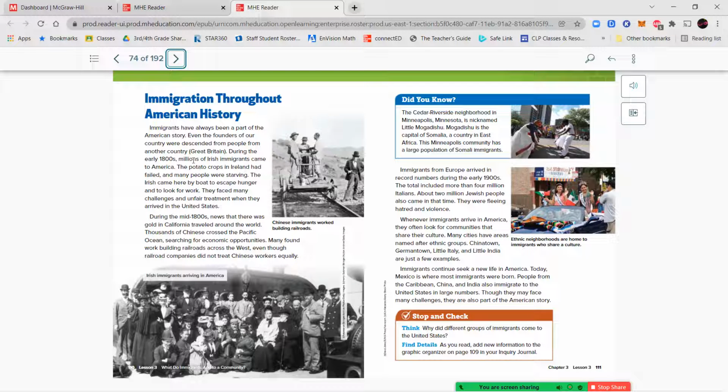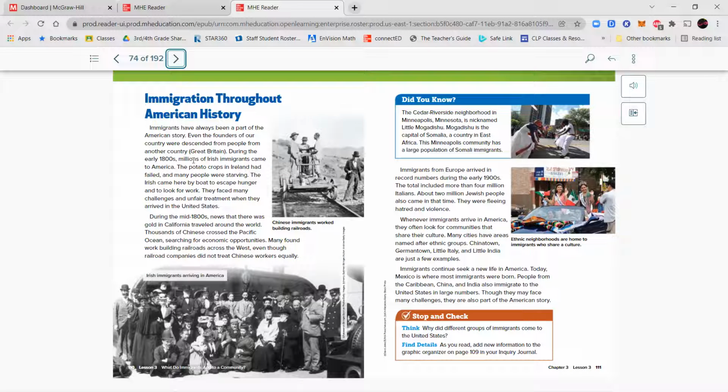During the early 1800s, millions of Irish immigrants came to America. The potato crops in Ireland had failed and many people were starving. The Irish came here by boat to escape hunger and to look for work. They faced many challenges and unfair treatment when they arrived in the United States.